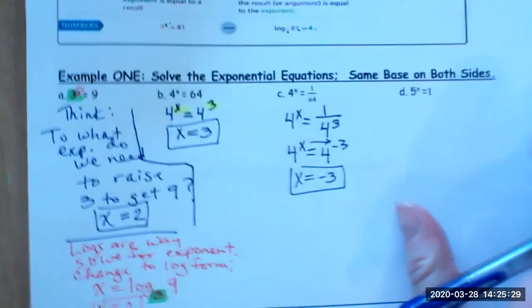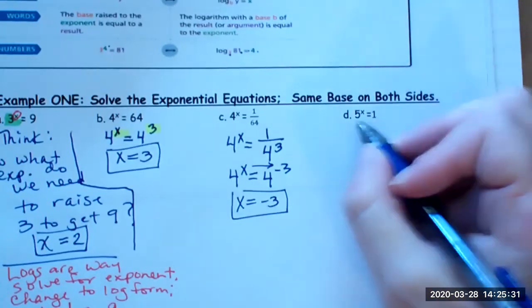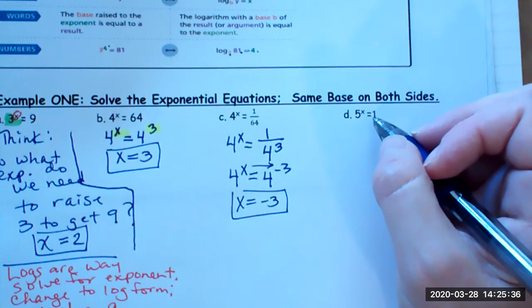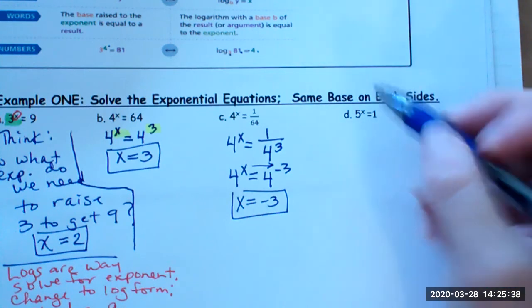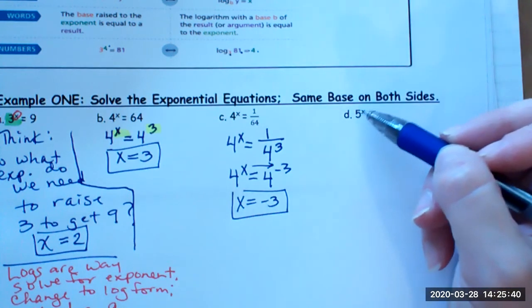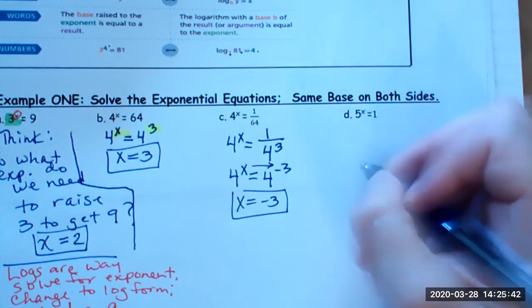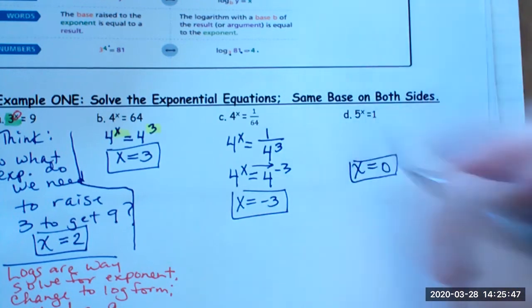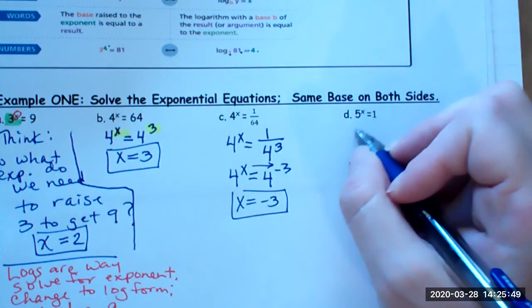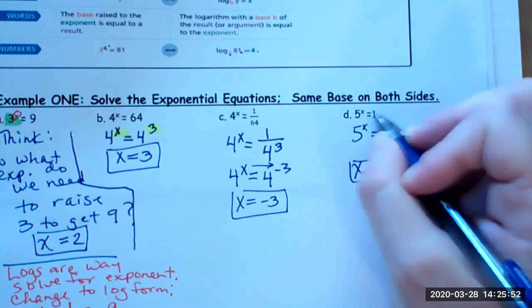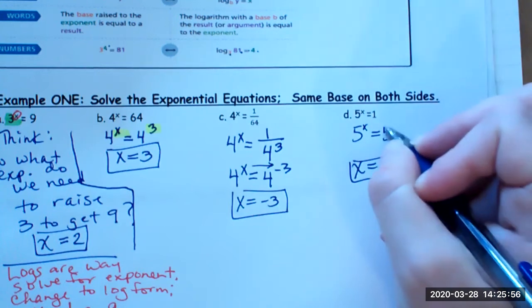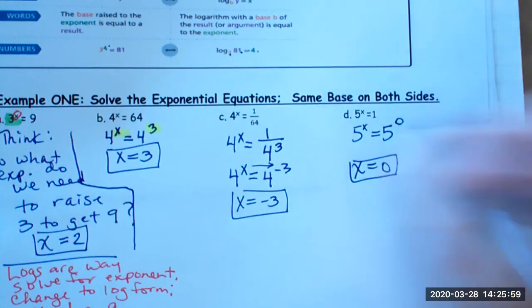And finally, let's look at part D here. We've got 5 to the x is equal to 1. And again, mentally, most of you know, I hope, that when you raise any number to a certain power and get 1, that power is going to be 0. We know 5 to the 0 will equal 1. But you can also do this. If I want to write 1 with the same base as on the left side of the equation, I write it with a base of 5 and a power of 0. And again, x would equal 0.